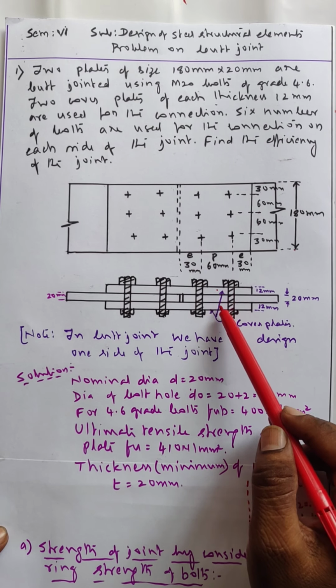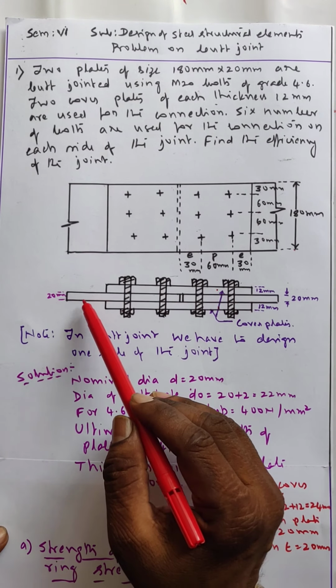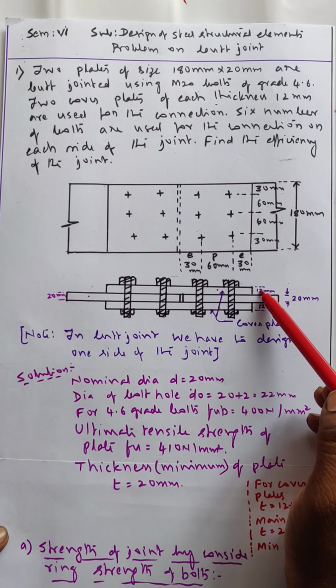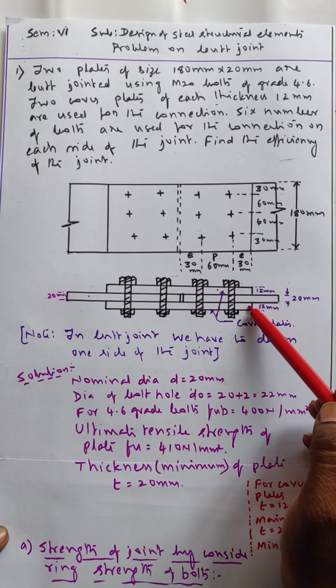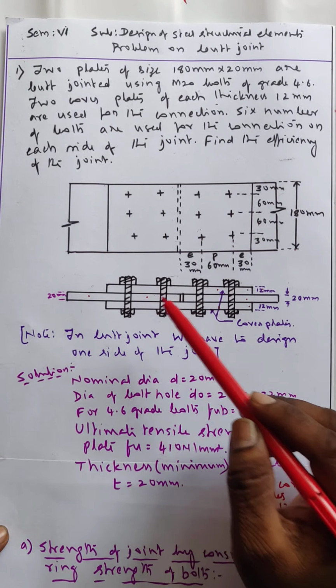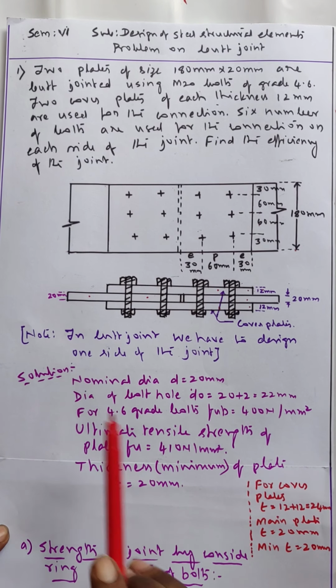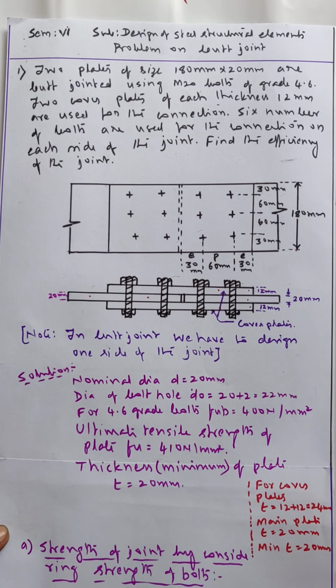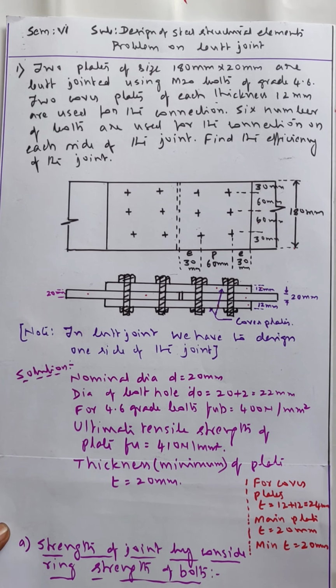See, these two are the cover plates. This is the main plates of having thickness 20 mm. Then cover plates are having thickness 12 mm, 12. These are the two cover plates. This is the main plates. See, no tie given. In butt joint, we have to design one side of the joint only. One side of the joint.